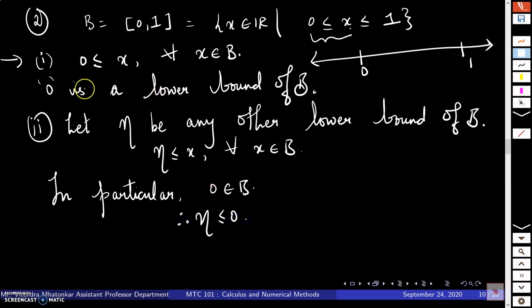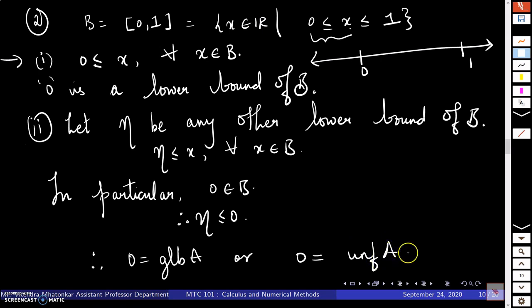So what did we do here? In the first step, we showed that 0 is a lower bound, and if eta is any other lower bound, then eta must be less than or equal to 0. That means you cannot have any other lower bound which is bigger than 0, and hence 0 is the greatest lower bound of A. Or I can write it as 0 is the infimum of the set A.